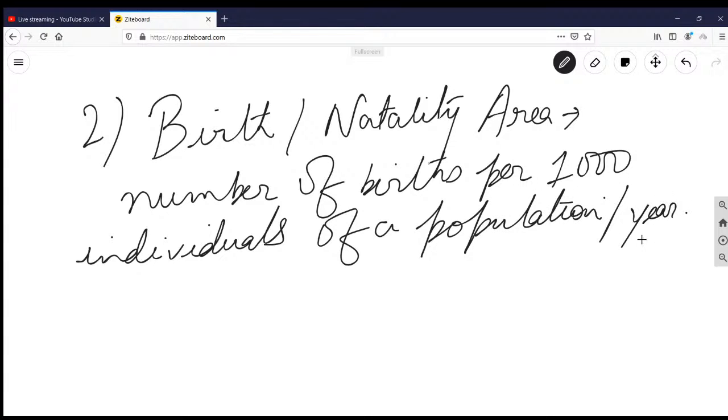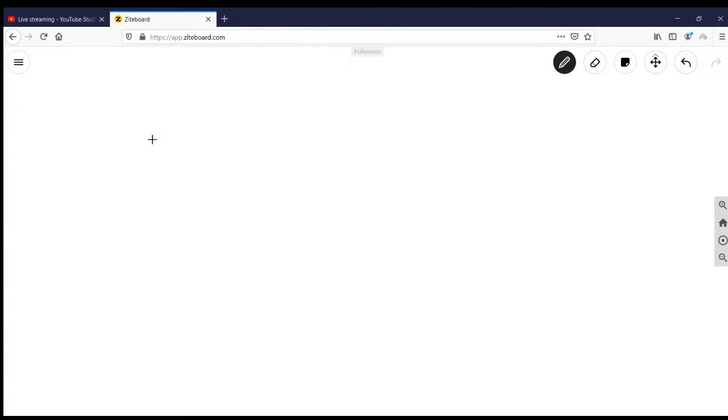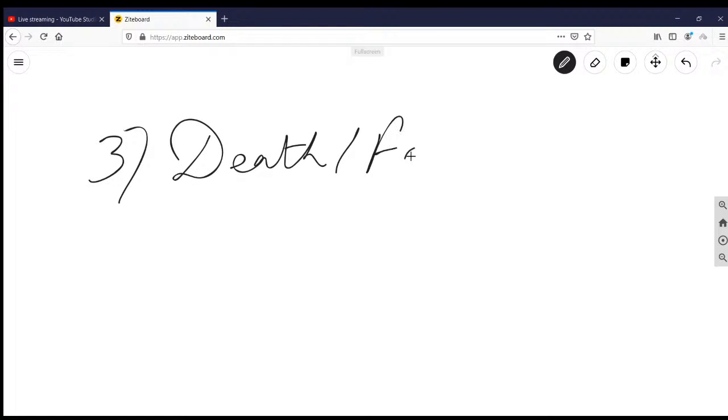So when you talk about death rate, it will be the same as birth rate, just the death rate or fatality or mortality.